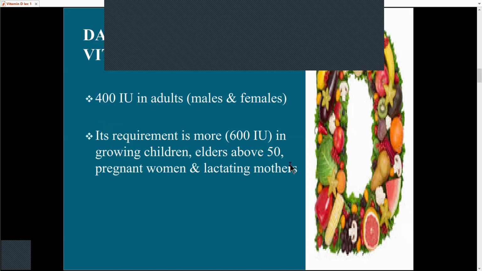Now, what is the daily requirement or the recommended daily allowance of vitamin D? For healthy adults, both male and female, the recommendation is 400 international units or IU per day. However, this requirement increases to 600 international units per day for specific populations with higher needs, like growing children, adults over the age of 50, pregnant women, and lactating mothers. These groups should pay special attention to their vitamin D status.